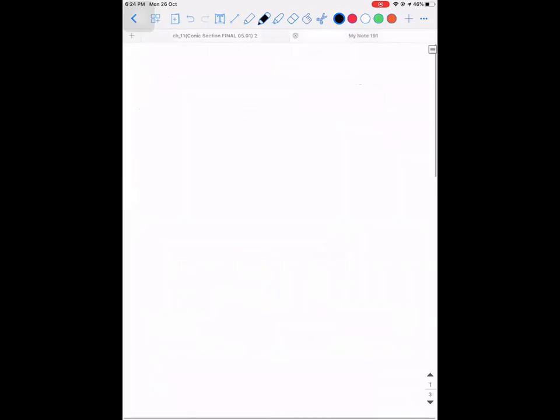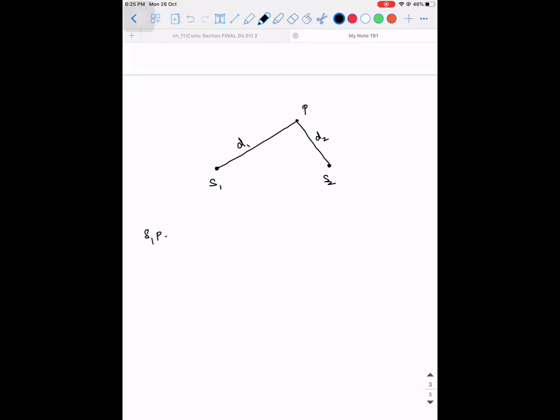Now see, I will just show you. So if I give you two fixed points with the name of focus, S1 and S2. Let's say there is a point P which is moving. If you measure the distance from S1 to P and S2 to P, let's say this distance is D1 and this distance is D2. So according to the definition, what should happen is S1P plus S2P should always be a constant. That is, D1 plus D2 is always a constant. That is the meaning. Okay.